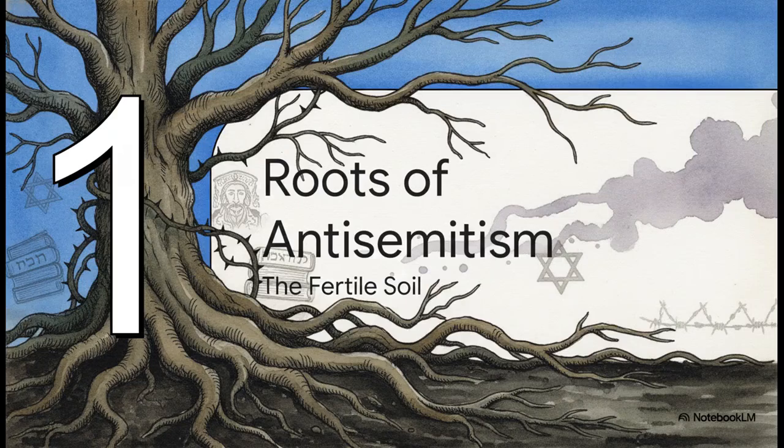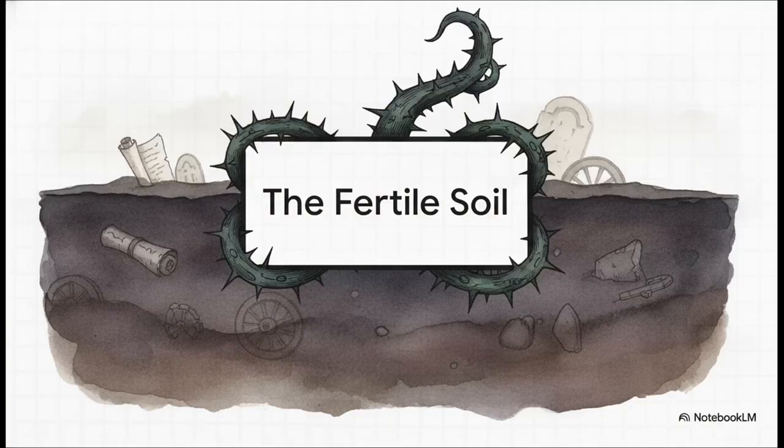Part 1, the roots of anti-Semitism. Because it is so vital to understand that the unimaginable tragedies of the 1930s and 40s did not just happen in a vacuum. The absolutely crucial concept we need to grasp here is fertile soil. When Adolf Hitler took power in Germany back in January 1933, he didn't have to invent hatred. The groundwork was already there.